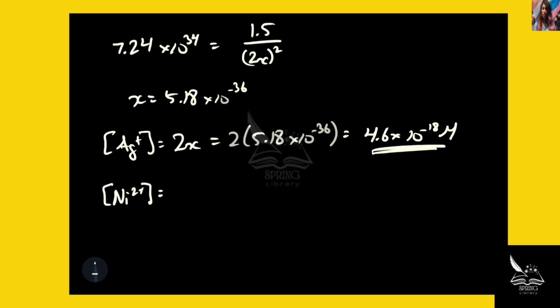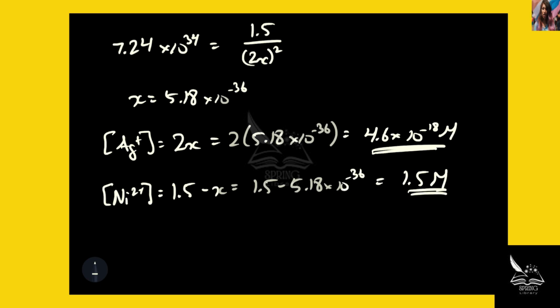And the molarity of Ni2+ is going to be 1.5 minus x, which is equal to 1.5 minus 5.18 times 10 to the negative 36, which will remain unchanged, and the molarity of Ni2+ once we reach a dead battery will be 1.5 molar.